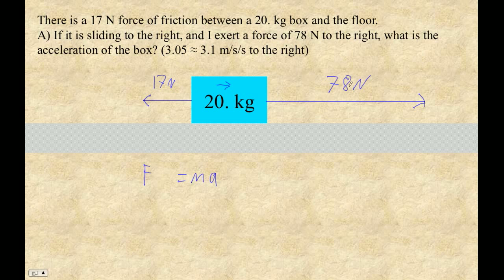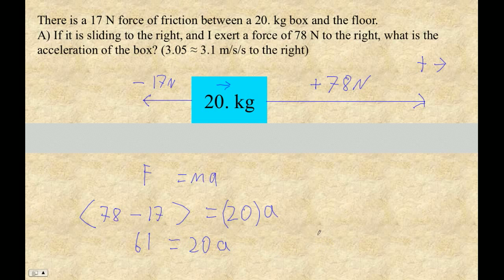F isn't 17 or 78. It's an intelligent combination of them, right? So let's make to the right positive. That makes this force positive, this one negative. And now the sum of our forces is 78 minus 17, minus 17 because they're vector quantities, equals 20 times a. And this is an unknown acceleration problem. So 78 minus 17 is going to be 61. That's going to equal 20 times a.